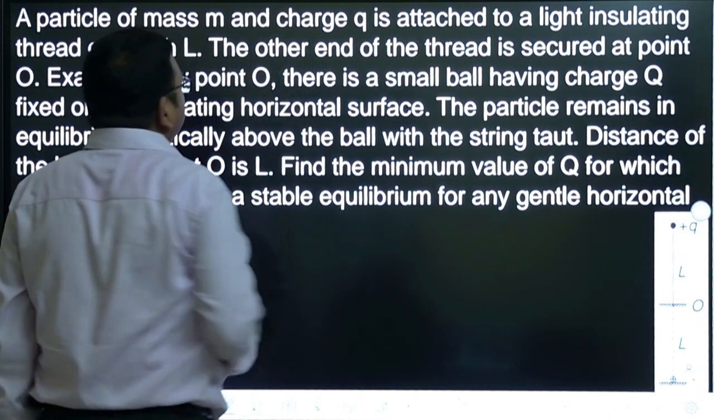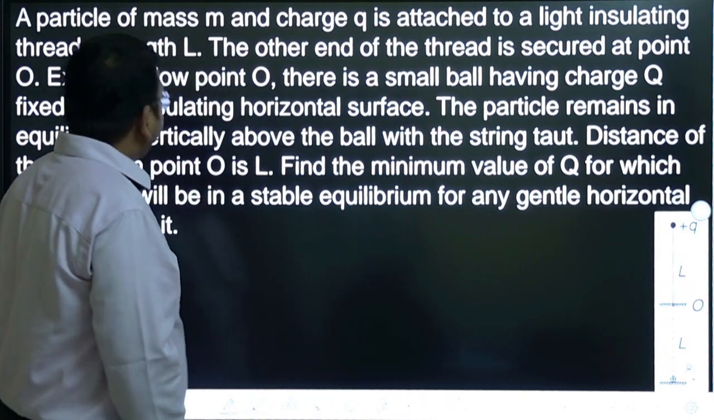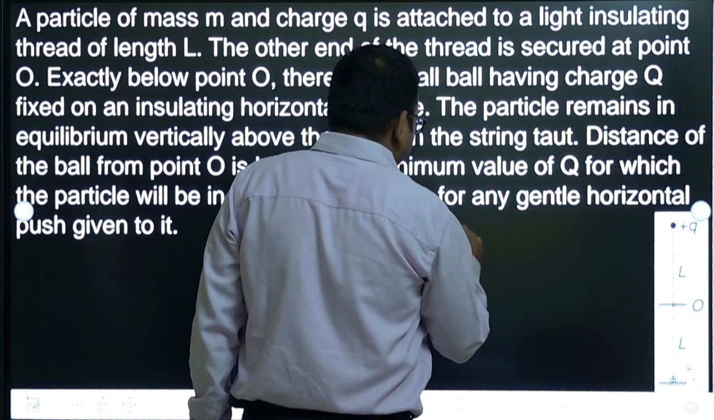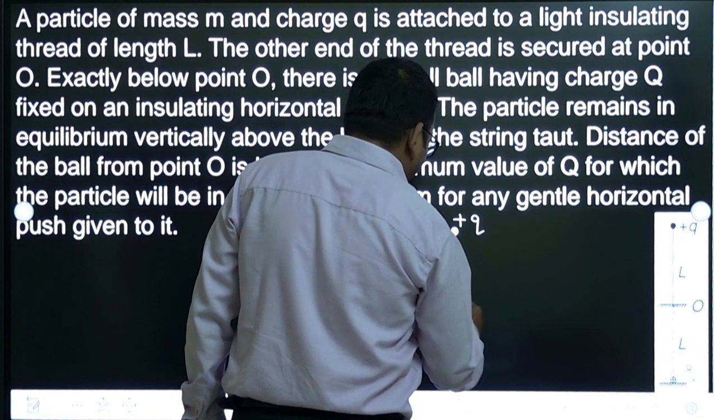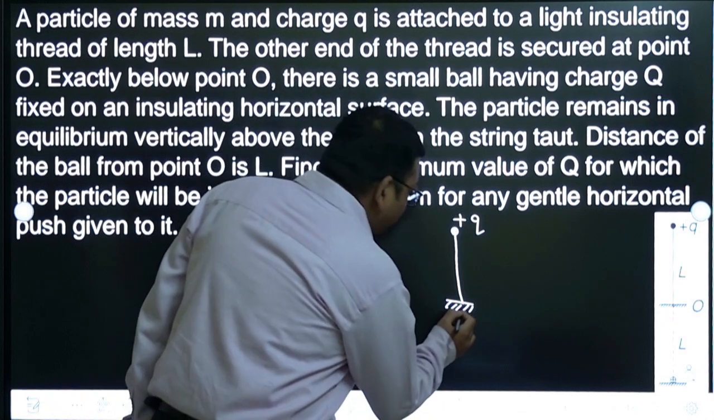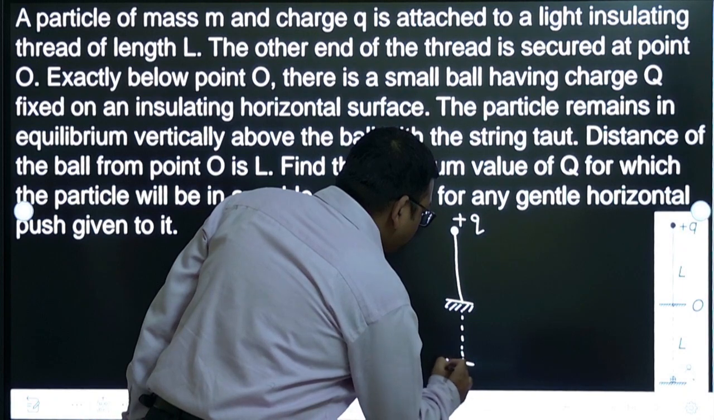So a particle of mass m, charge q, is attached to a light string (thread) of length L. So what is given? According to this question, there is a charge plus q. It is connected with a string, and right now it is in vertical condition. Why is it in vertical condition? Because it is being repelled by a charge which is fixed on a surface.